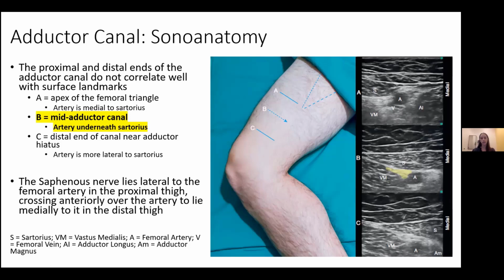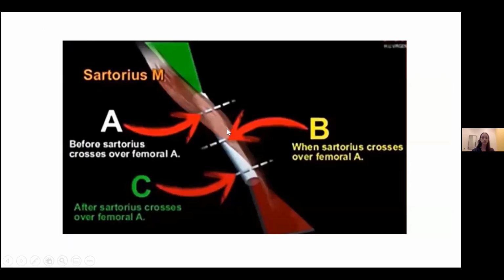And then also you're more likely to have the nerve to vastus medialis well covered if you're in the mid adductor canal. The saphenous nerve lies lateral to the femoral artery in the proximal thigh, but as you travel more distally, it goes over the top of the artery and then becomes medial. So again, if you're at B, or the mid adductor canal, most likely it's going to be lateral, whereas if you're going too distally and you're targeting your local anesthetic in the lateral area of the artery, you may be missing the saphenous nerve. And this is just another picture illustrating that the adductor canal is a tube, and the three key locations where we think about blocking in the adductor canal.